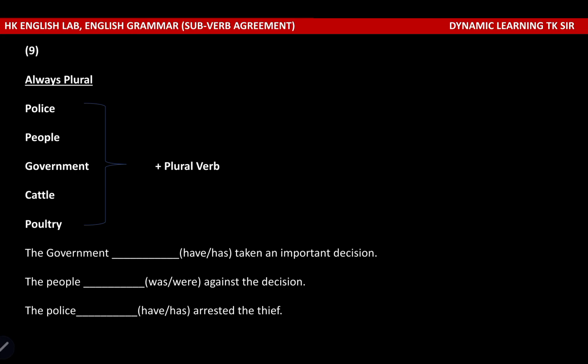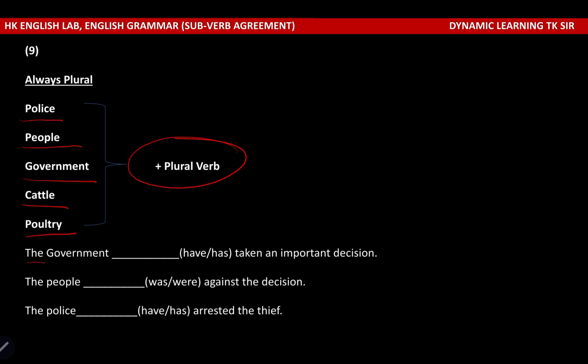You will not get any s, es, or is, yet they are plural. They seem to be singular, like police, people, government, cattle, poultry, everyone. They seem to be singular because they have no s or es or is at their ending, isn't it? But yet they are always treated as plural nouns and always take the plural form. So what will be the right answer here?